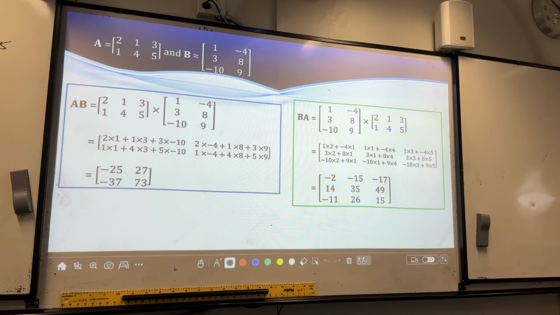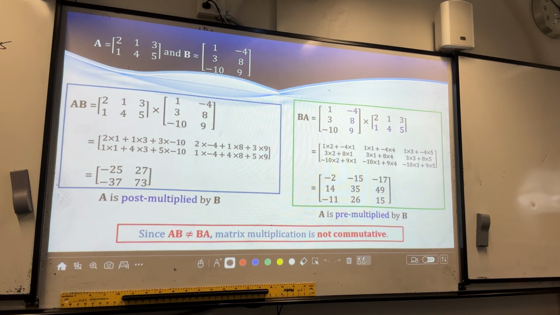All right, one question for you. Is AB the same as BA? No. So, what we can say is that, since AB is not the same as BA, matrix multiplication is not commutative. All right? It's not commutative. Now, just quickly, you need to understand the words post and pre-multiply.